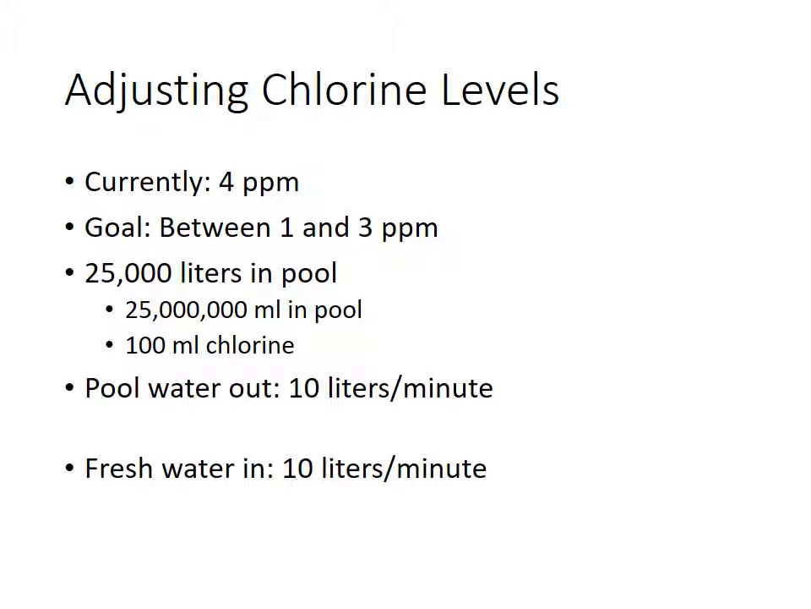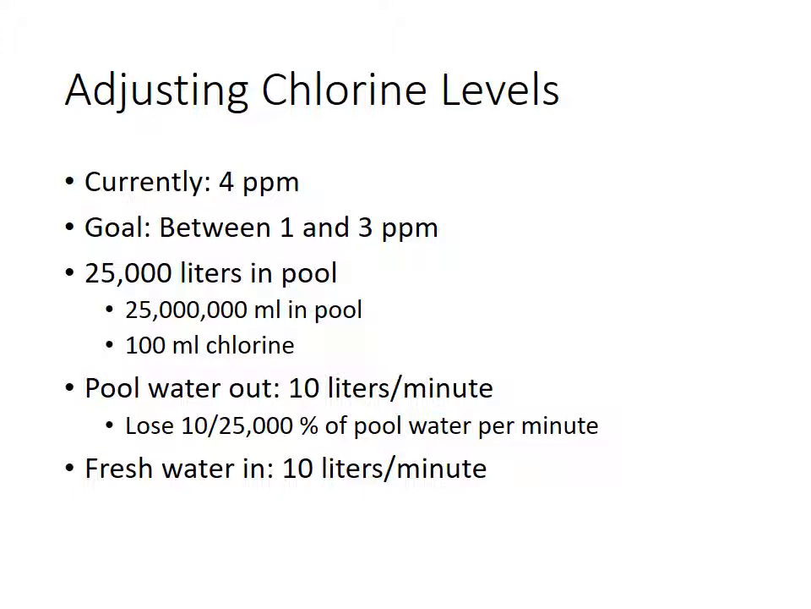And let's say that you have 2 hoses hooked up that pump water at a rate of 10 liters per minute. One hose is pumping out the overchlorinated pool water, and the other is pumping in fresh water. So this means that at any point in time, you're pumping out 10 out of 25,000 of the liquid in the pool each minute.